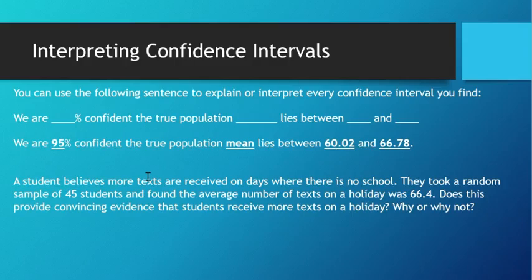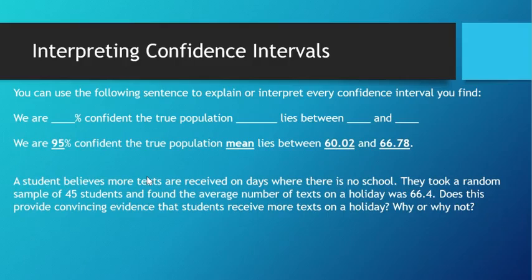Okay, and so I gave it to you with blanks here. We are blank percent confident the true population, in this case we're talking about mean, all right? The reason I put a blank there is later we're going to talk about something other than mean. Lies between, and then you give the two endpoints that you got from Desmos. So for our text message example, it would be, we are 95% confident the true population mean lies between, and then I use my two numbers from Desmos, 60.02 and 66.78.